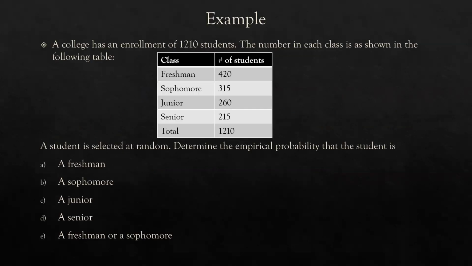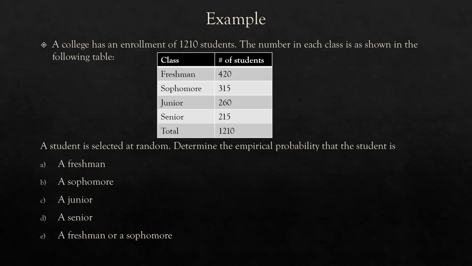All right, in this example, we have a table of some data, and we're going to calculate the relative frequency of a few different outcomes here. So this college has 1,210 students, and the table shows us how many are in each class. If a student is selected at random, so based on no criteria, completely random, eyes closed, picking somebody, we're going to calculate the empirical probability that the student is each one of these classifications. So calculating relative frequency, we're just taking the number of occurrences of the outcome that we're looking for divided by the total number of trials.